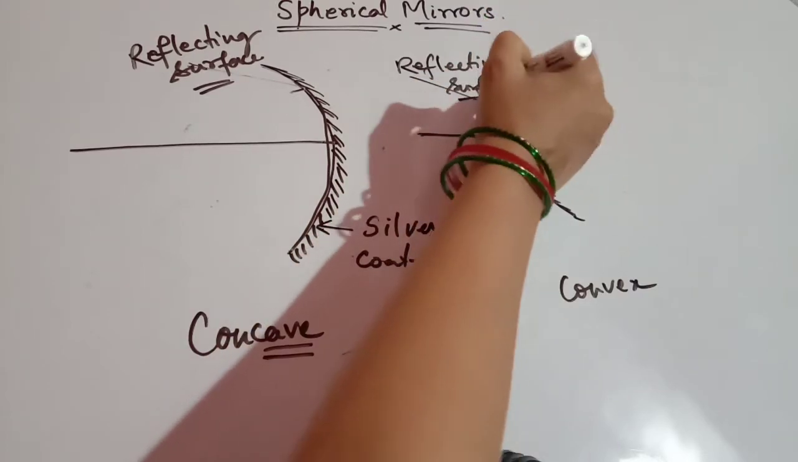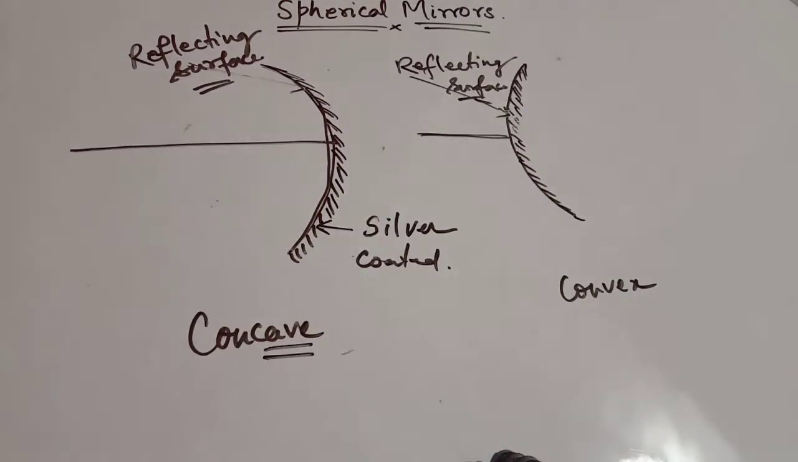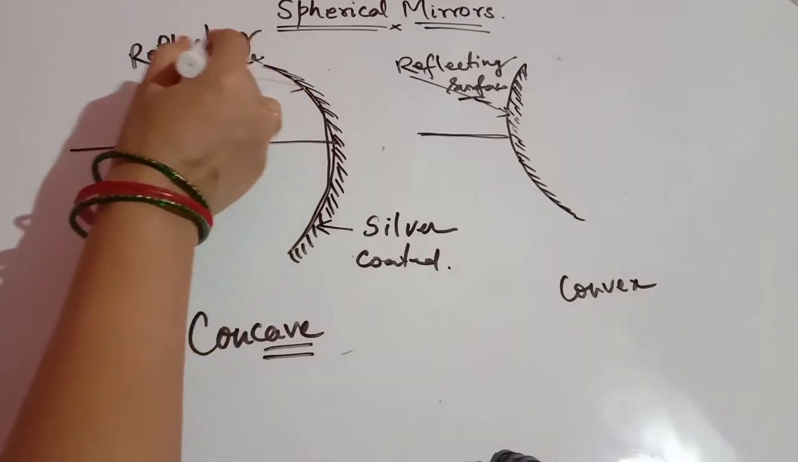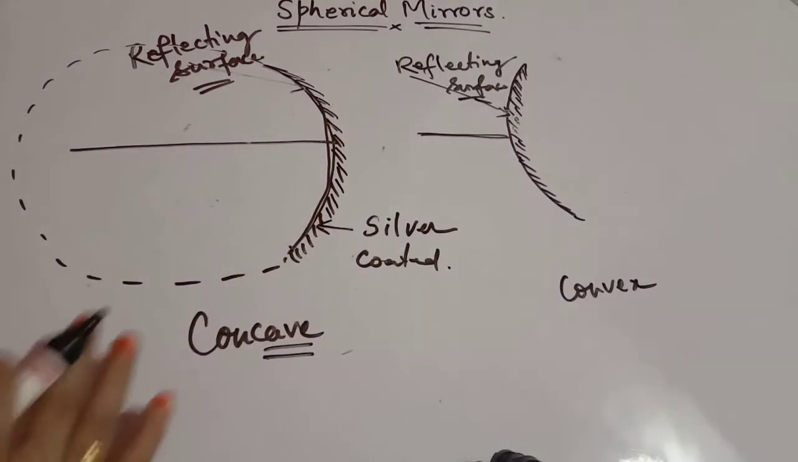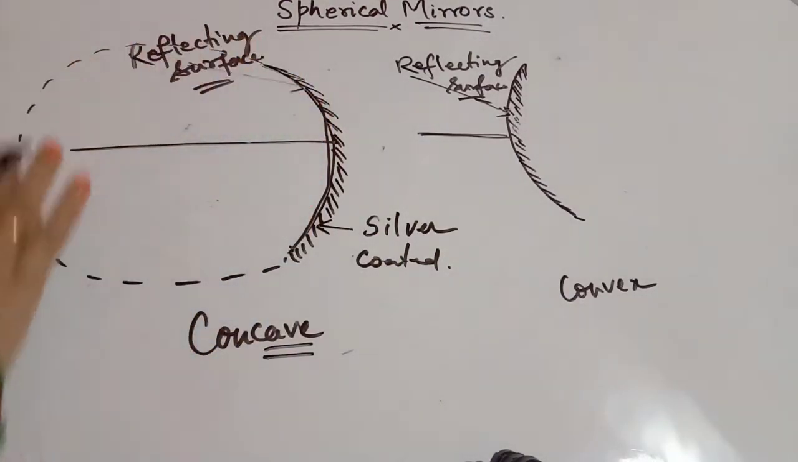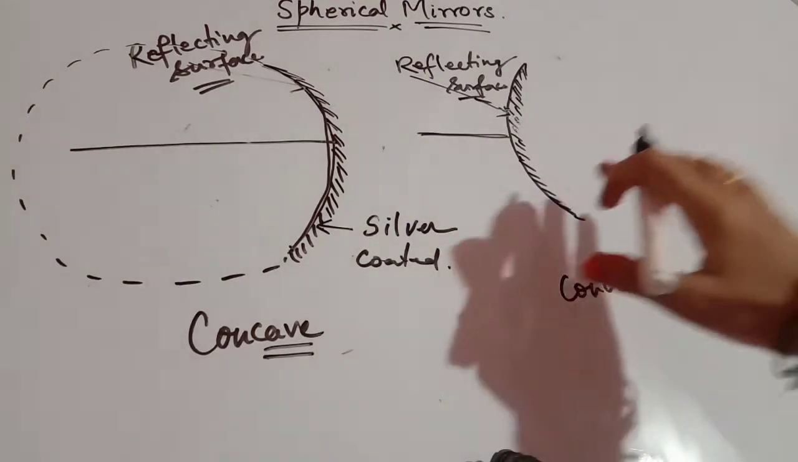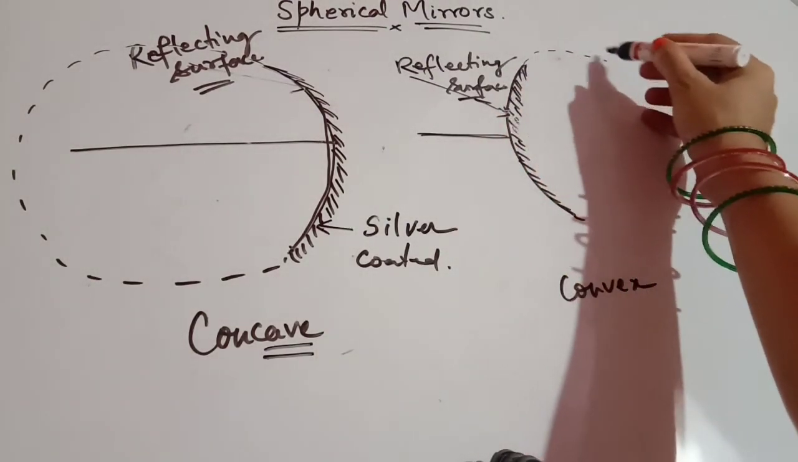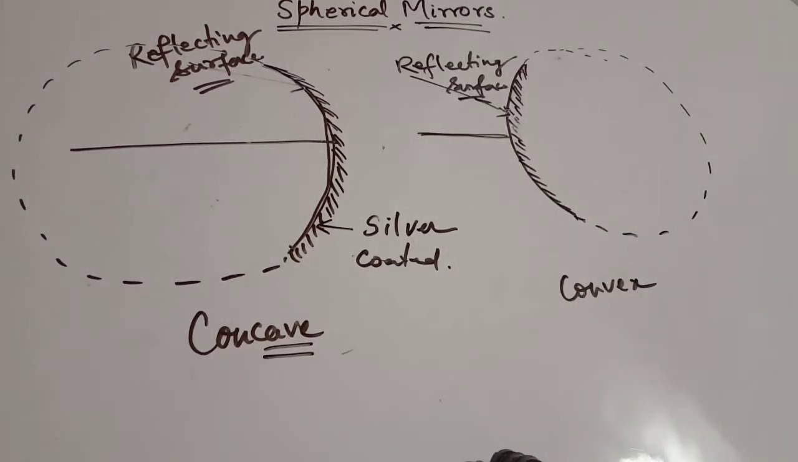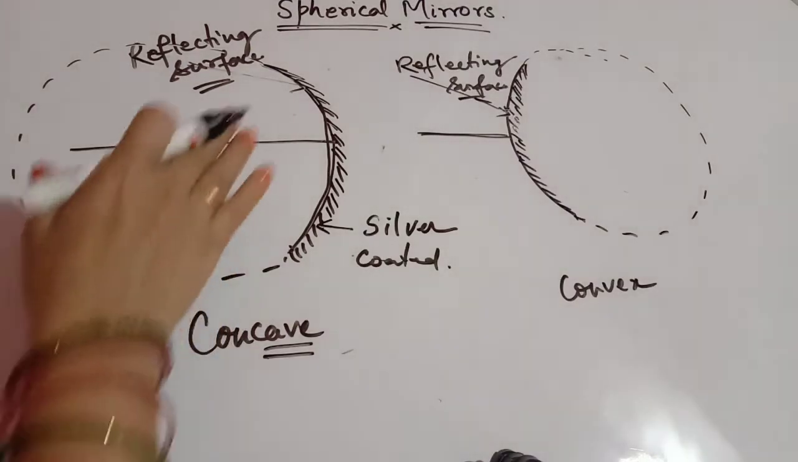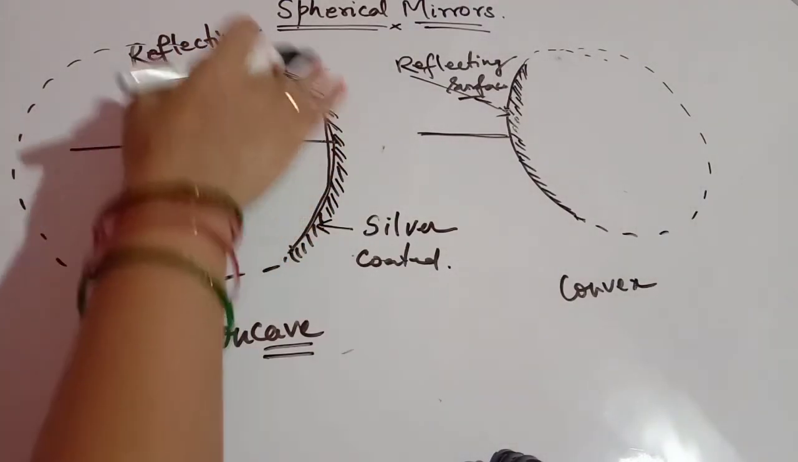Now these two mirrors, concave or convex, where do we get them from? Actually, these two are a part of a sphere. If you see this picture, this is a part of this sphere. Similarly, this is also a part of a sphere. So we have to understand the main terms in the case of a mirror. This is simply a part of a sphere.